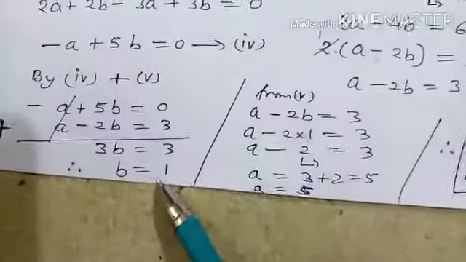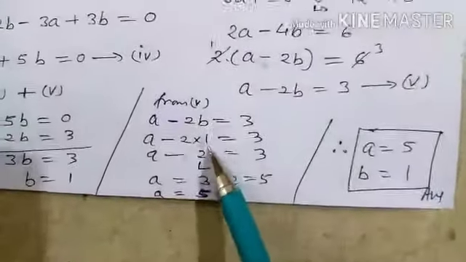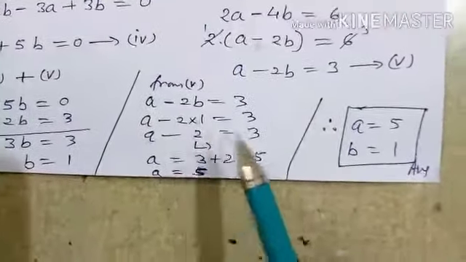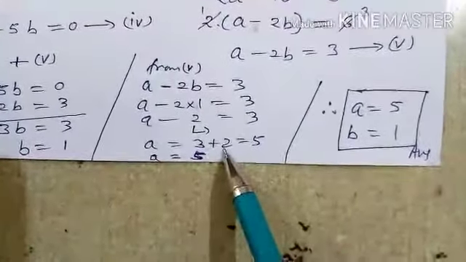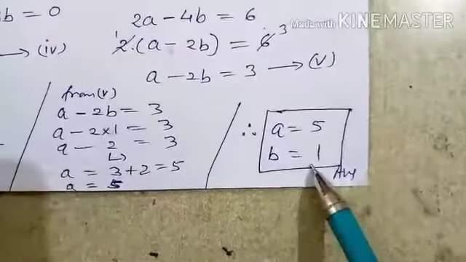Now put this value in equation number 5. a minus 2b is equal to 3, in place of b write 1, so a minus 2 into 1 is 2, and minus 2 transfers to the right side so it will be plus. So a is equal to 3 plus 2, that is 5. So our answer is a is equal to 5 and b is equal to 1.